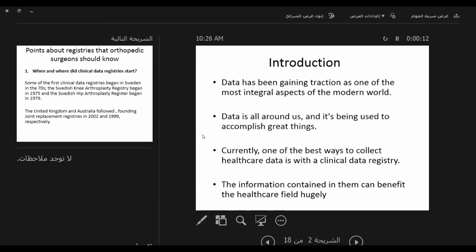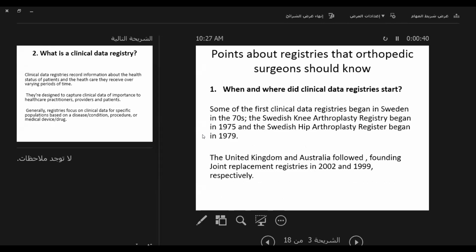We have to start with the introduction. As we all agree, data has been gaining traction as one of the most integral aspects of the modern world, and data is all around us and is being used to accomplish great things. Currently, one of the best ways to collect healthcare data is with a clinical data registry. The information contained in them can benefit the healthcare field hugely. Points about registries that orthopedic surgeons should know.